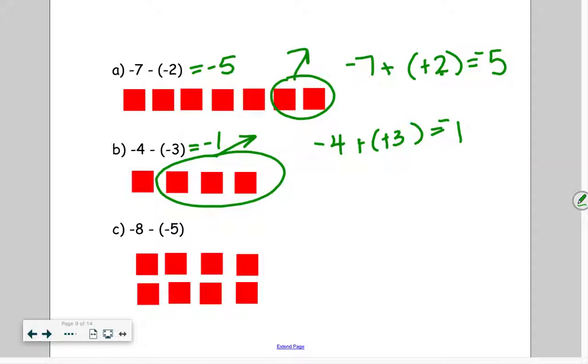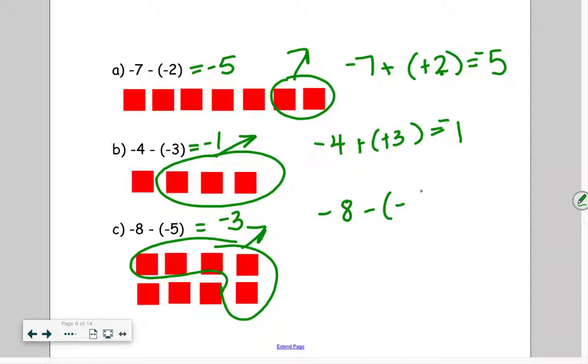Last one. Negative 8 minus the negative 5. Start with negative 8, take away 5 negatives. What's left behind? How many? Negative 3. Change subtraction to addition, change the sign of the second number. One's positive, one's negative. 8 minus 5 is 3. Which is bigger, 8 or 5? And it's negative, so our answer is negative.